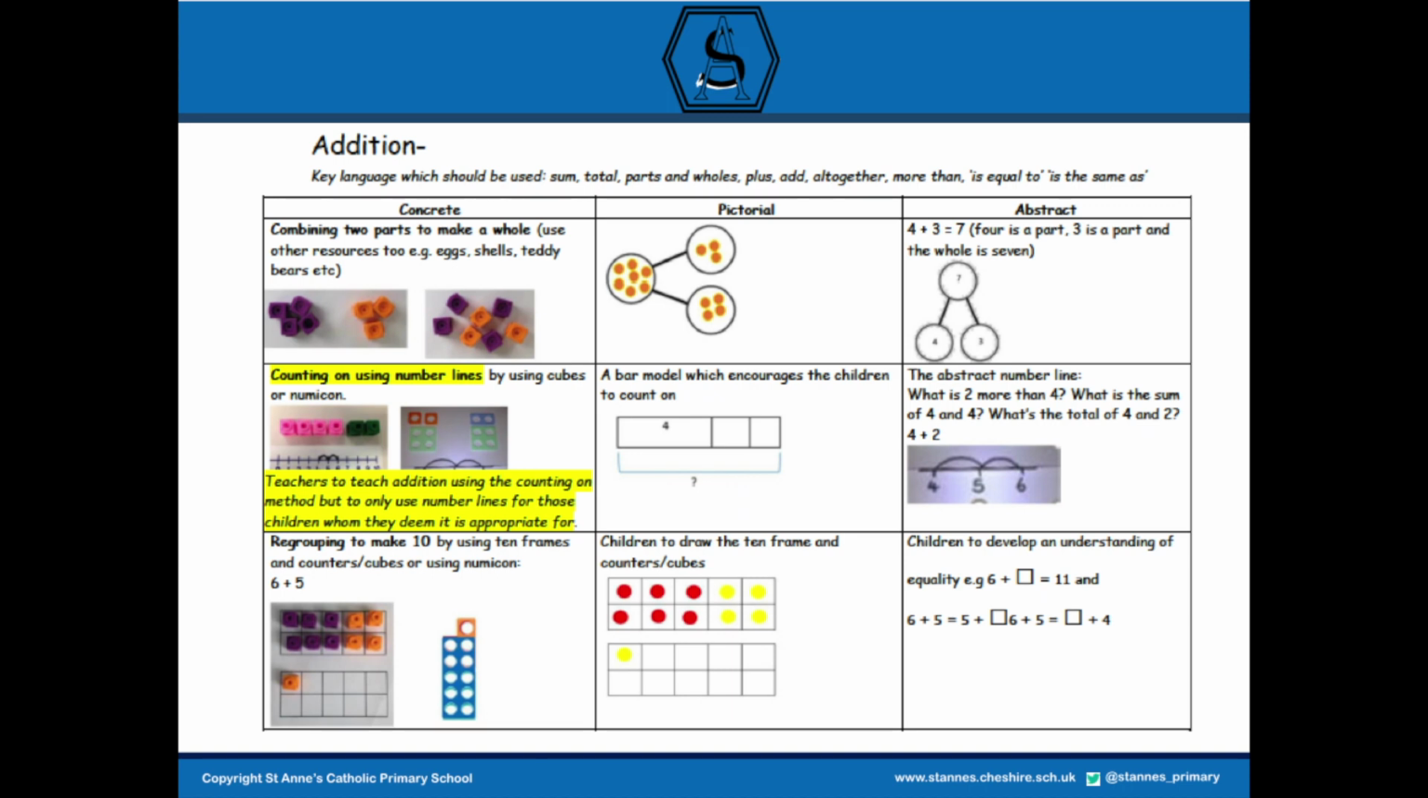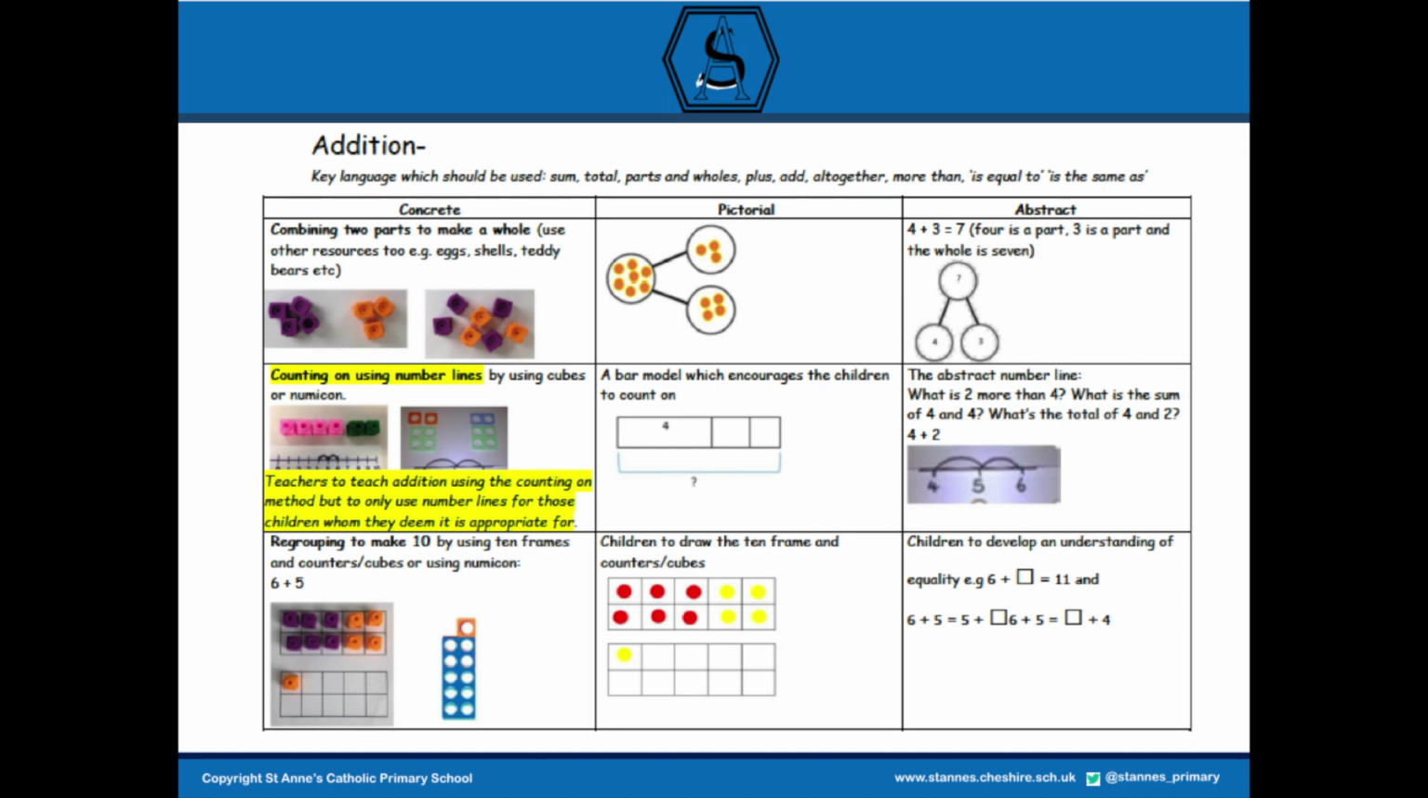Our first learning objective here is combining two parts to make a whole. Here the concrete manipulatives are multilink, and it shows you here a 4 and a 3, and all together that would make a 7. Onto the pictorial, you've got the part whole model. Now you've got your whole, the 7 on the left hand side, and your two parts, the 3 and the 4. And then your abstract would move on to the numbers themselves. So 4, 3, and your whole is 7.